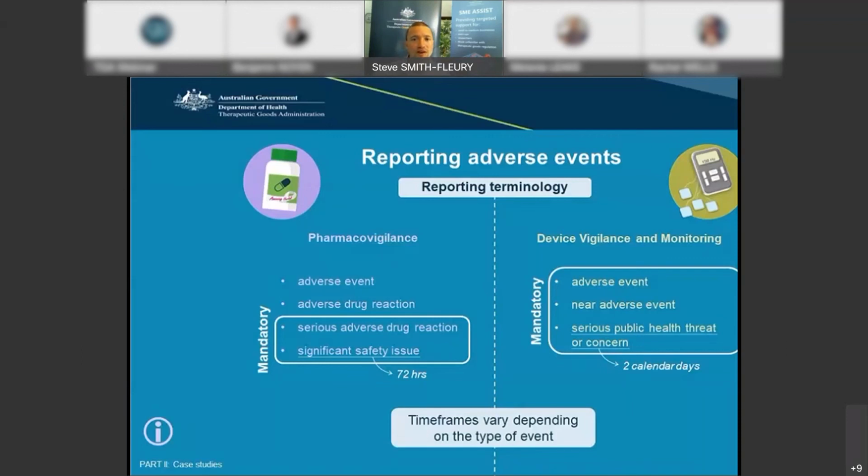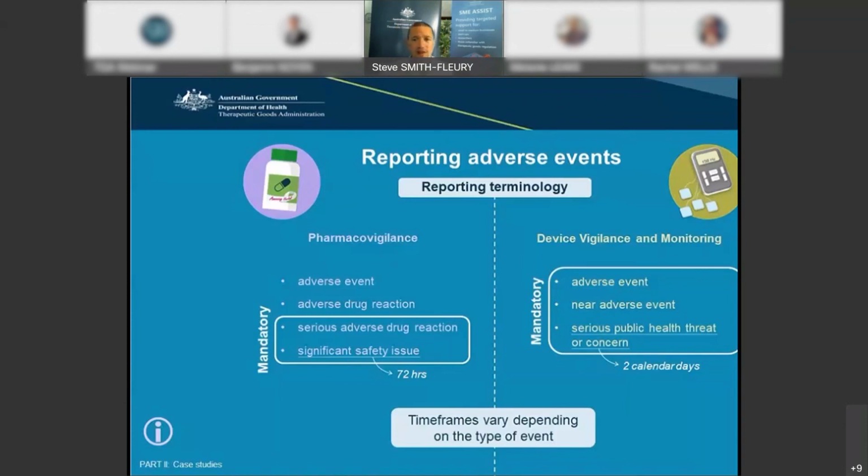Now, number 4, we do have a significant safety issue. So this would be a new safety issue or validated signal considered by you that requires urgent attention of the TGA. Now, an example here could be finding out that a raw material used in your medicine was suddenly deemed not as safe as first thought. Now, you must still collect all reports for any type, but these last 2 are mandatory for you to report to the TGA. So that would be the serious adverse drug reaction and significant safety issue.